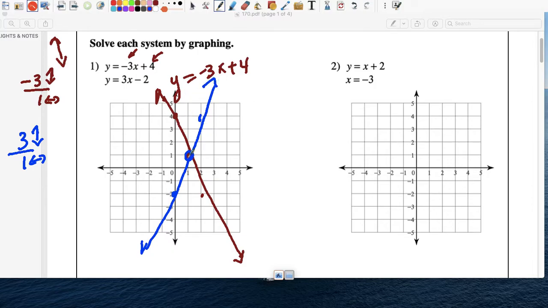And these 2 lines meet right here. And what's that point? (1, 1). And that's the solution to both equations. So I'm going to do a check. I'm going to bring both equations out here. y equals -3x plus 4. And I'll bring the other equation here, y equals 3x minus 2.